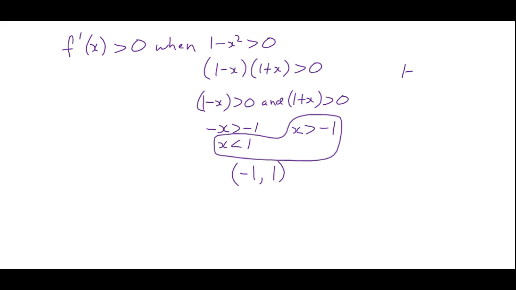Or, what else? 1 minus x can be less than 0, and 1 plus x less than 0. Their product will be positive if they're both less than 0, right? So this product is positive if both of these are greater than 0, which happens in this interval, or if both of them are less than 0. So we've got negative x less than -1, so x is greater than 1, and x is less than -1. So it's got to be greater than 1 and less than -1, which it can't do at the same time, right? So the first derivative will be positive in the interval between -1 and 1.